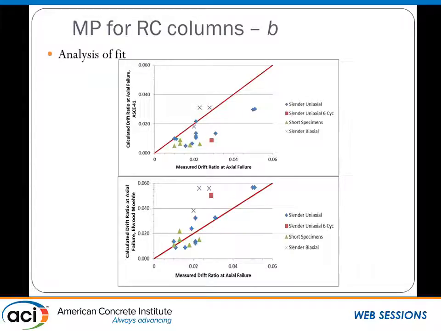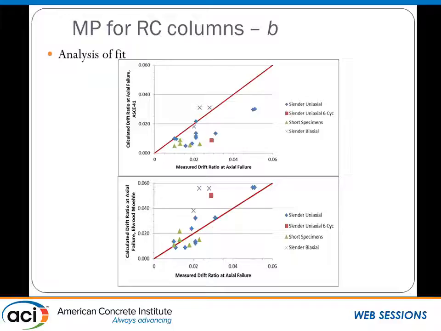If we use the simplified model, we get a much better fit except for a few points. These points are very unconservative, but these points are columns that were tested to very demanding loading protocols: bidirectional loading, 3 loading cycles at each increment, or 6 loading cycles at each deformation increment. And so here we start seeing the effect of loading cycle.